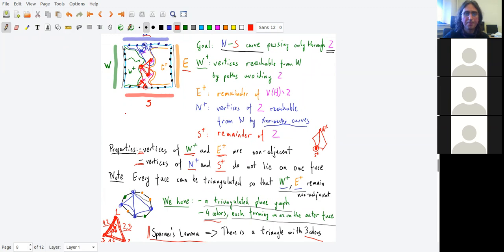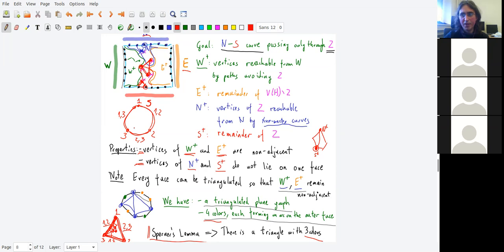What is Sperner's lemma? Sperner's lemma says the following: imagine you've got a planar graph whose vertices are colored with three colors. And there are three vertices on the boundary, colored one, two, three. And the situation is that on this arc, there are only colors one, three. On this arc, there are only colors one, two. And on this arc, there are only colors two, three.